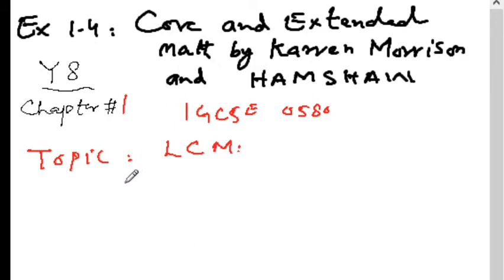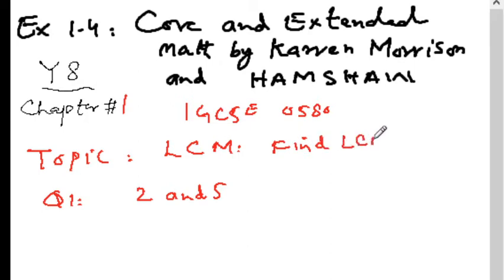Now, exercise 1.4. I'm starting question number 1. Question 1 is 2 and 5. Find the LCM of these numbers. First of all, we are finding the LCM of 2 and 5. We have learned the method in the previous exercise about multiples, the method for finding the multiples of a number. So I'm doing multiples with that method here, using multiples of both the numbers 2 and 5.